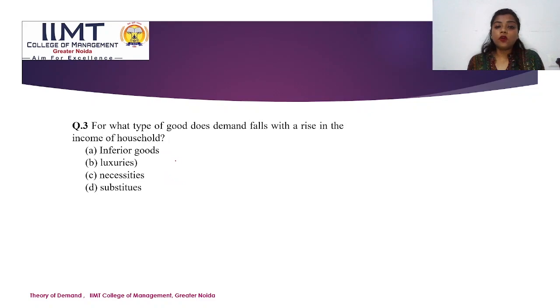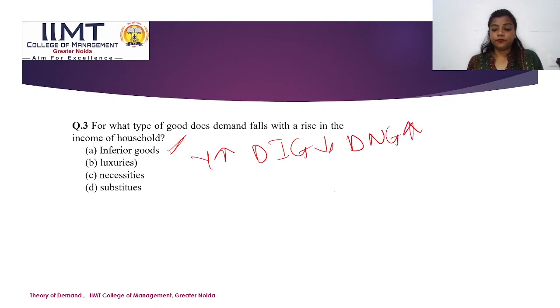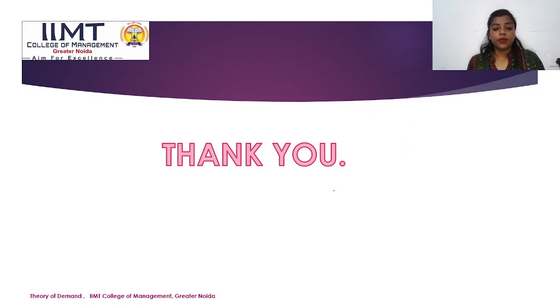For what type of goods does demand fall with the rise in income of the household? With the rise in the income of the household, the demand falls for the inferior goods. We have studied two types of goods, that is inferior and normal goods. So, if the income increases, the demand for inferior goods decreases and the demand for normal goods will automatically increase. Thank you.